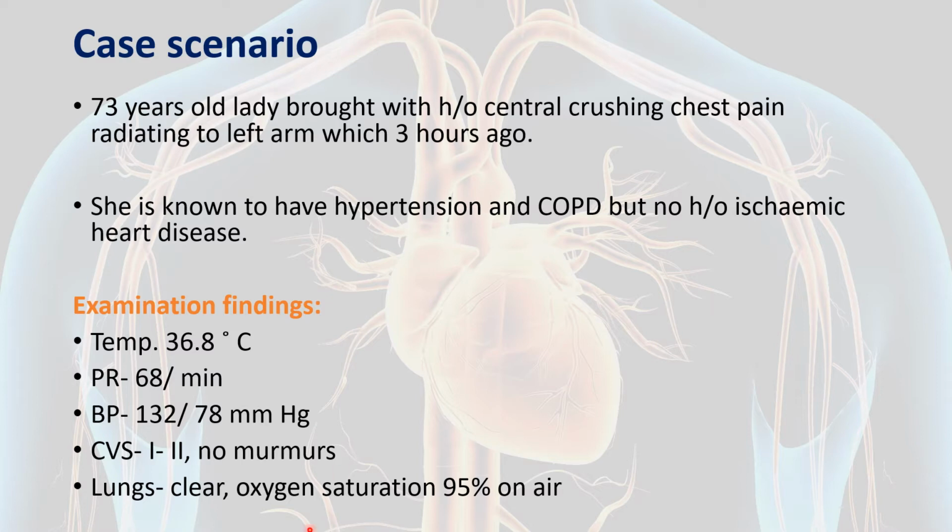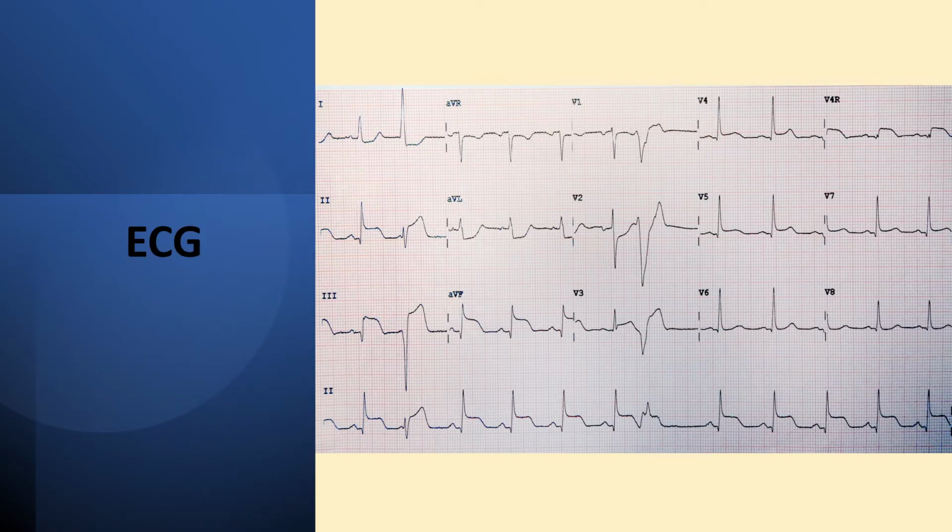We have a 73 years old lady who was brought to the emergency department by ambulance. She complained of central chest pain, crushing in nature for past 3 hours. She has past history of hypertension and COPD, but no previous history of heart problems. She was hemodynamically stable on examination and there was no evidence of heart failure. Please pause the video to look at the ECG to answer the question on the next slide.